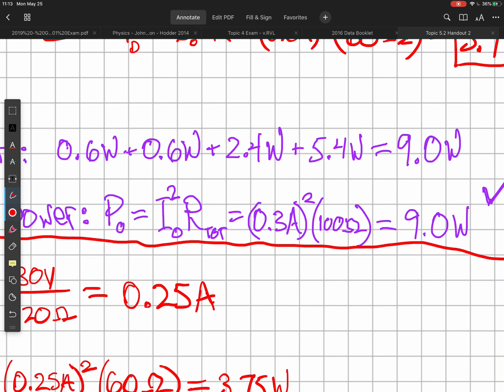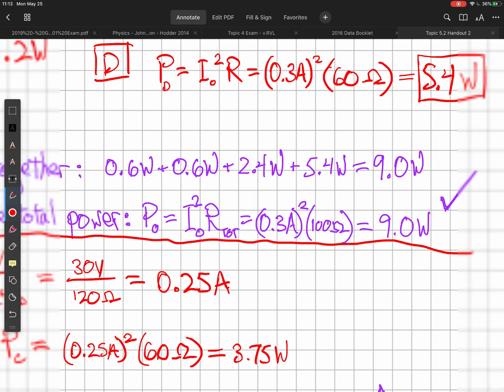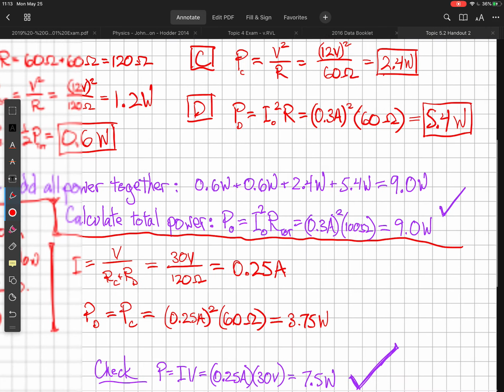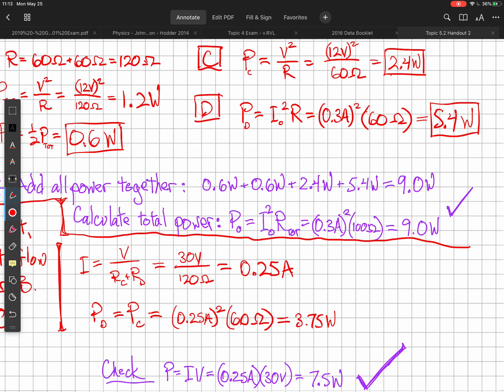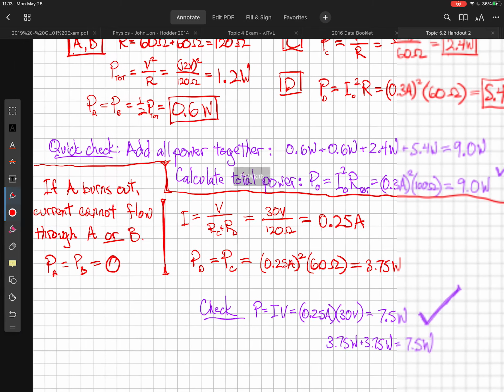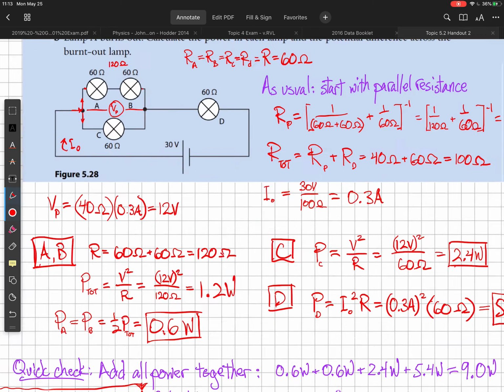You could also use the current through the battery times the voltage, and that would be fine as well. So there are just multiple ways that you can check this really quickly. Okay, so if A burns out, then current cannot flow through either A or B. So let's take a look.